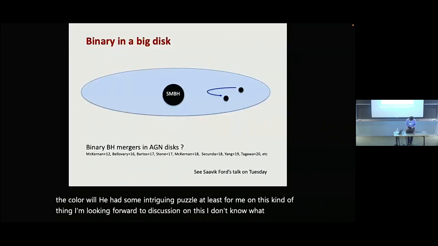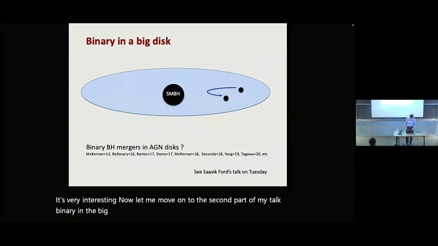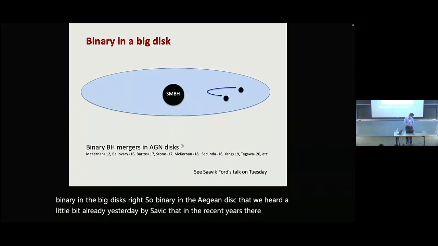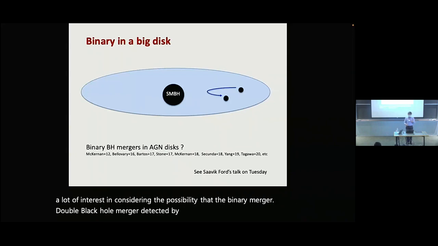It's very interesting. Now let me move on to the second part of my talk, binaries in big disks. Right, so binary in the AGN disk. We heard a little bit already yesterday from Savik that in recent years there has been a lot of interest in considering the possibility that the double black hole mergers detected by LIGO may come from the AGN disk environment. It's a very attractive notion that deserves study.